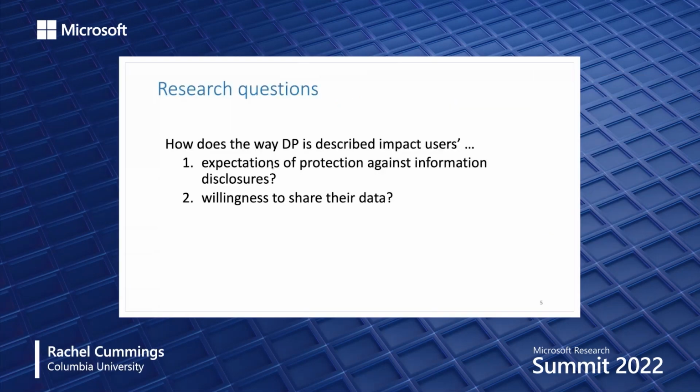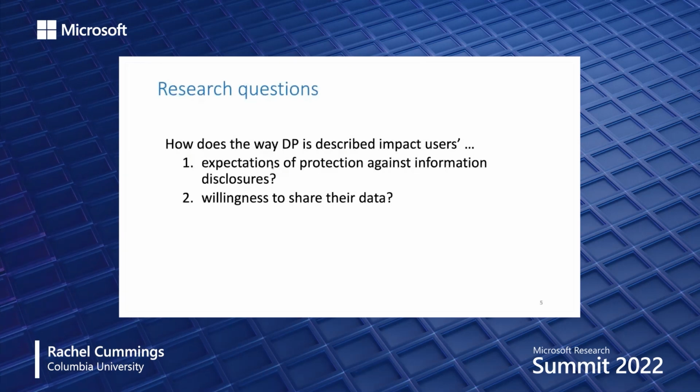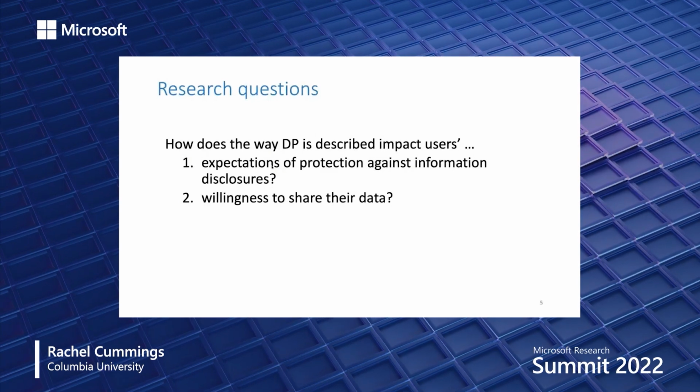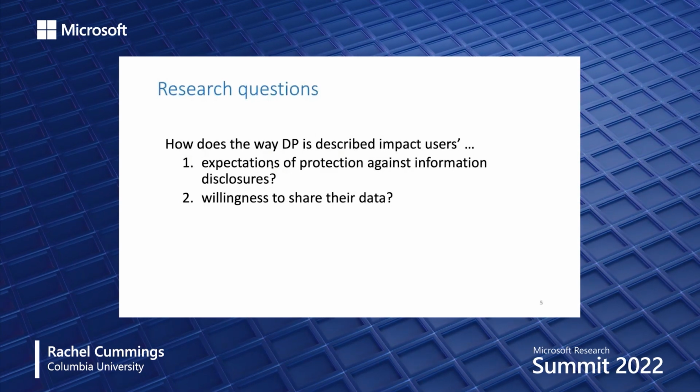And so in this work, we addressed a few major research questions. Two of them are going to be included in this talk. We have more in the paper, but again, it's a short talk. And so we wanted to ask, how does the way differential privacy is described impact users' privacy expectations against possibly having their information disclosed or leaked? And then also, how does it impact users' willingness to share data?